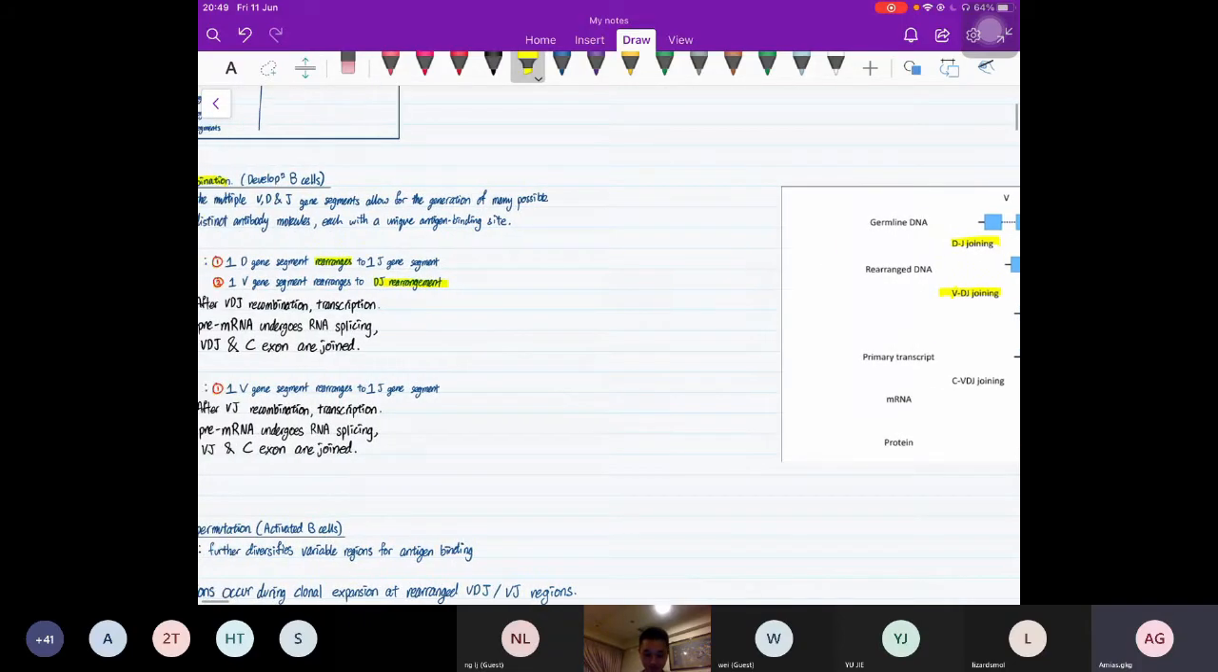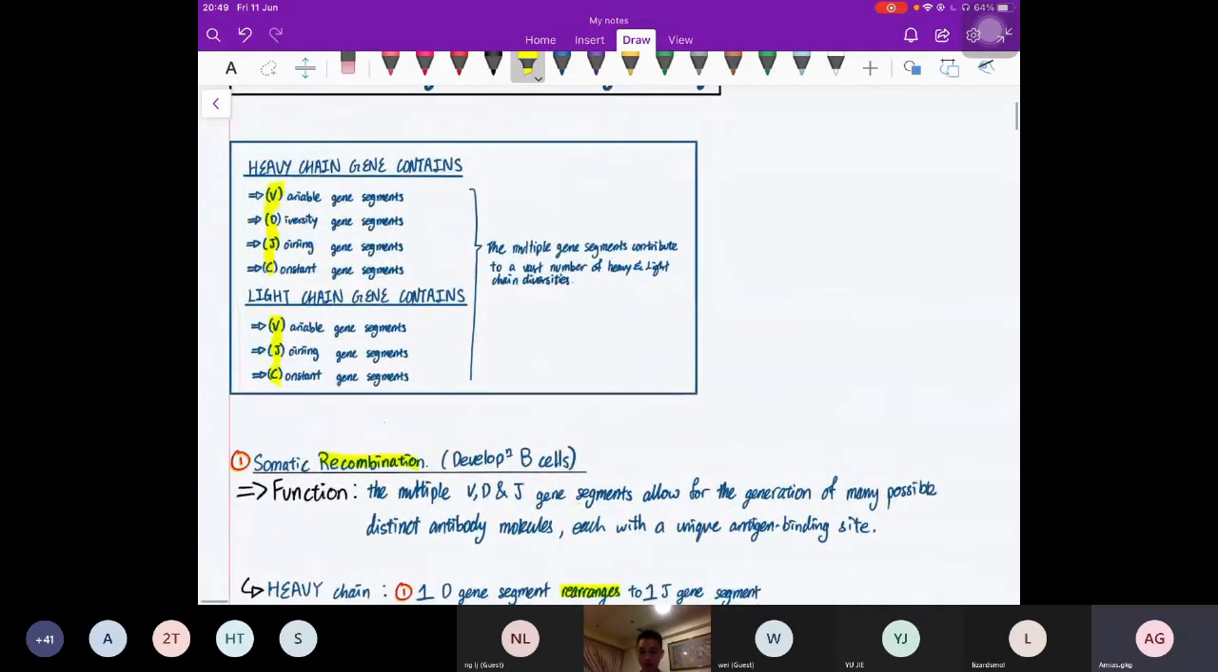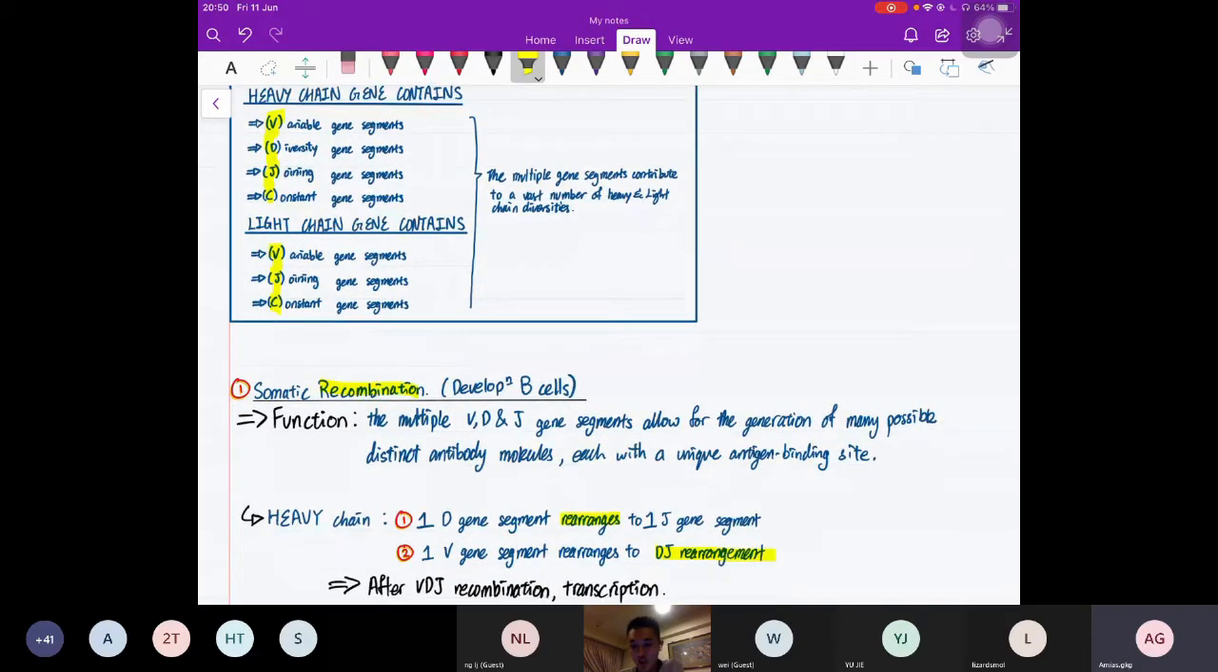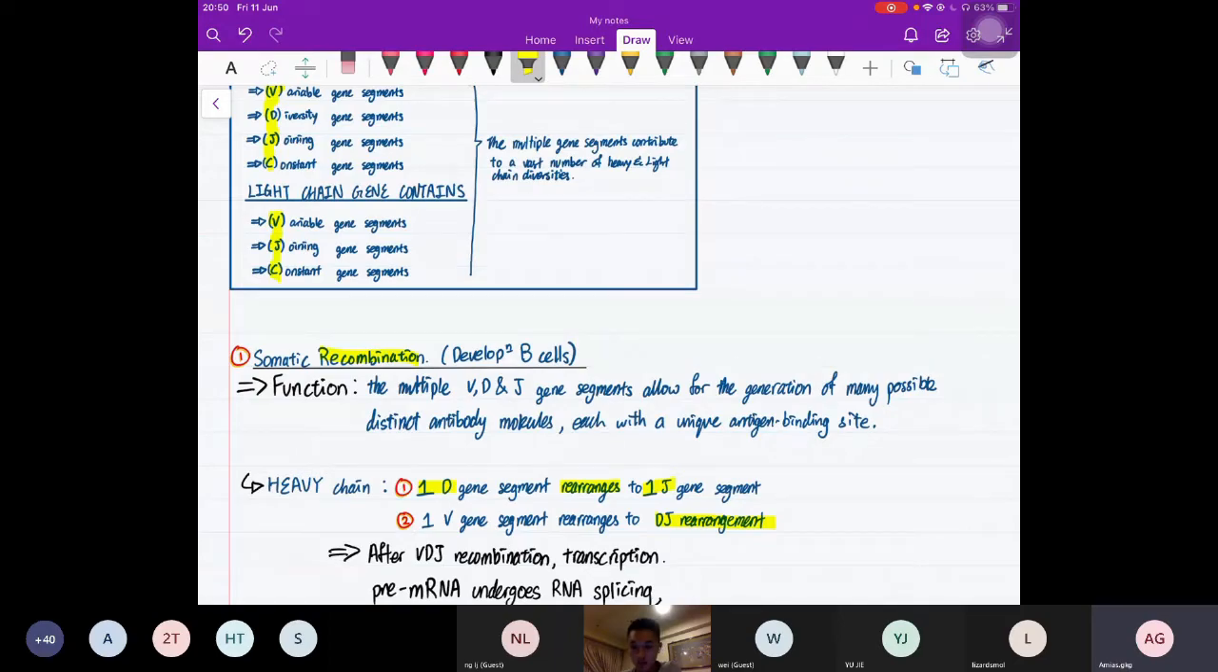I will repeat. Okay, so we talk about heavy chain gene segments. The heavy chain gene segment is made out of V, D, J, and C gene segments, 4 gene segments. So the first step of VDJ recombination, your somatic recombination for your heavy chain, is to form a DJ rearrangement. So 1 D to 1 J gives you 1 DJ. Then 1 V to 1 DJ gives you 1 VDJ. That's why it's called VDJ rearrangement or VDJ recombination.